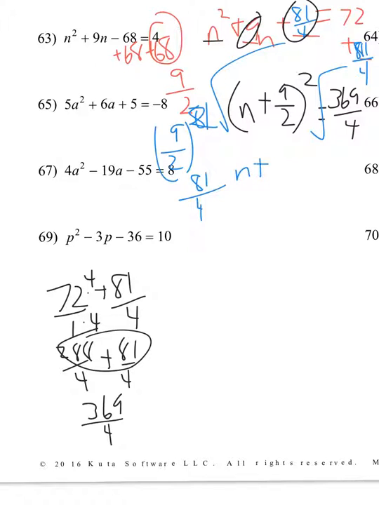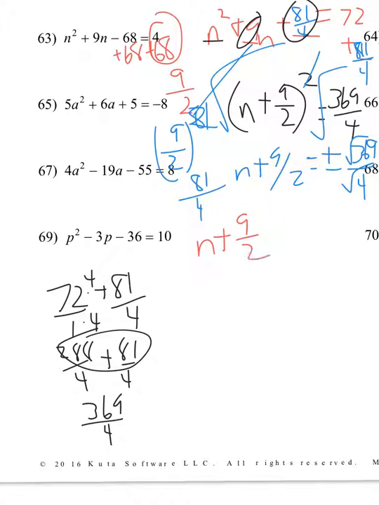So this will be n plus 9 halves. Again, that undoes the squaring. When I do the square root of this, positive and negative, it's really the square root of 369 over the square root of 4. Remember, fraction, we did that other example. So I have n plus 9 halves equals positive and negative. On the bottom, I'm going to get 2. The square root of 4 is 2. And then on the top, I have square root 369.